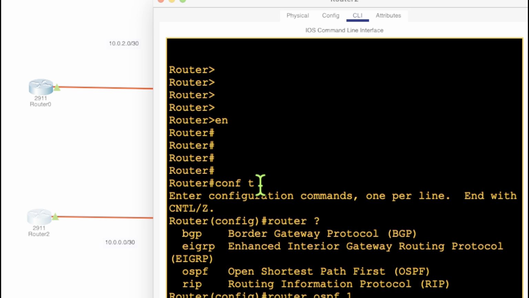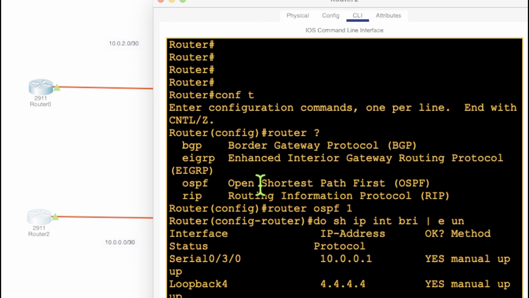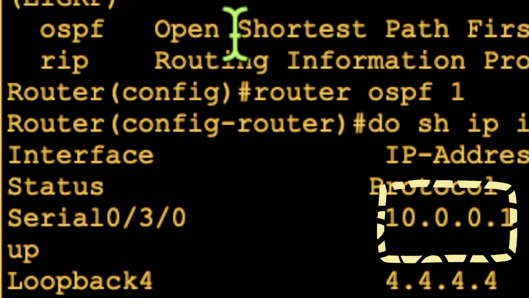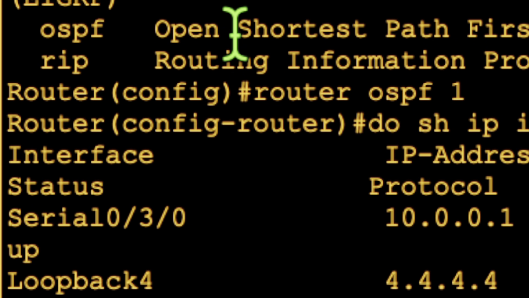Now, if we do show IP interface brief, exclude unassigned. Again, what networks do we want to advertise to our neighboring router? Well, the 0/3/0 network, that 10.0.0.1 IP address, we need to let them know that so that they can communicate and establish a neighborship. And we also want to let them know about loopback 4.4.4.4.